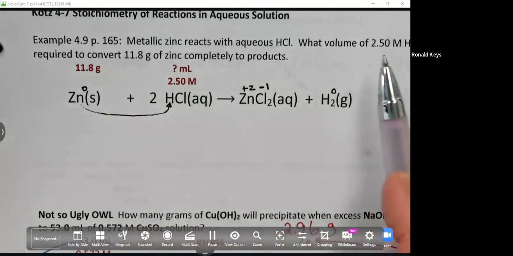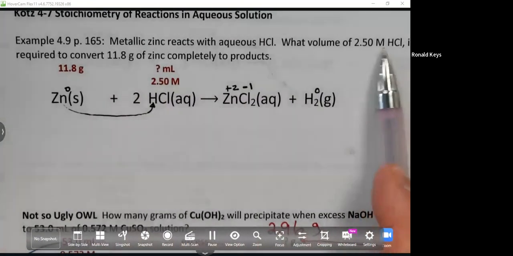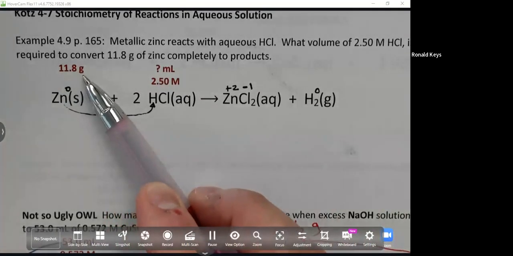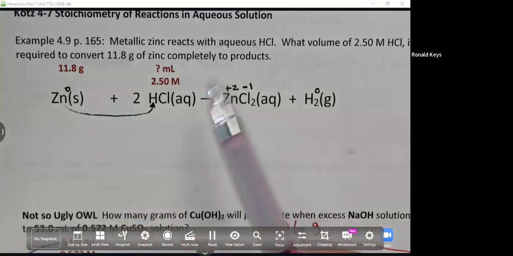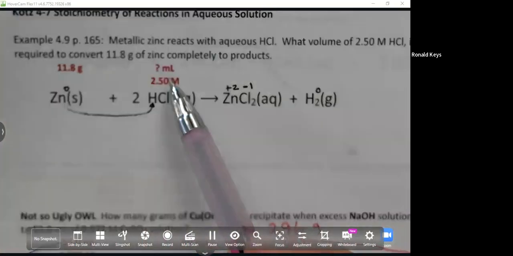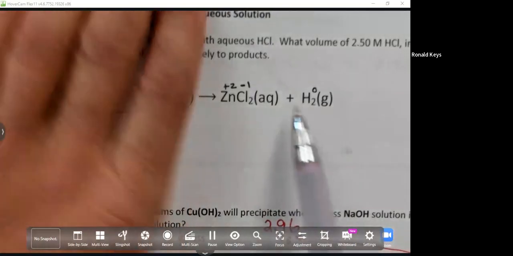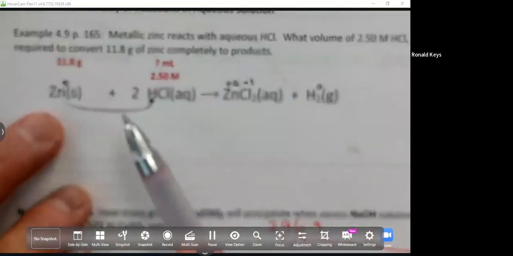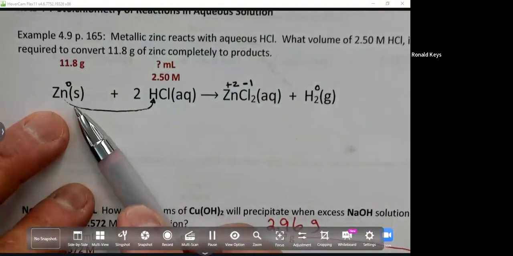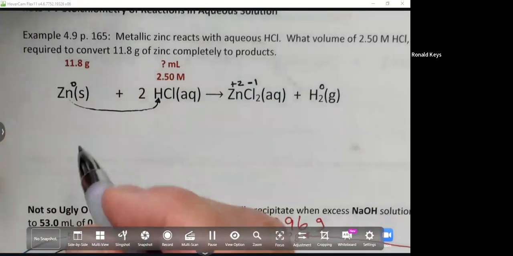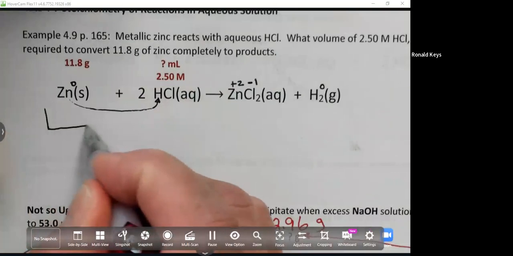Now, we want to know how many milliliters of 2.5 molarity HCl it takes to use up the 11.8 grams of zinc. So the nice thing about this is we could pour exactly this many milliliters in there. The zinc would be used up and we're just going to have 100% products. Unlike the last lab we had excess zinc, right? So very first thing we got to do, if we're given grams, calculate moles. So let's do that.